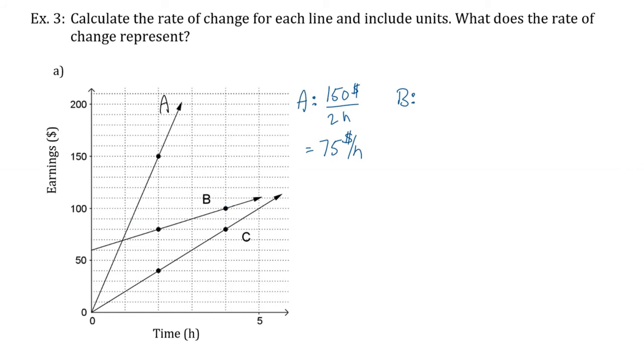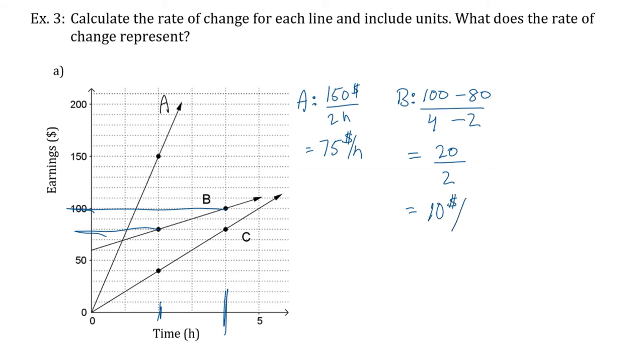But the other way I could do this is I could look at this one as 100. This one is 80. So I'm going to subtract 80 to find the change there. And this one is 4. And this one is 2. So 4 minus 2 to find the change there. 100 minus 80 is 20. 4 minus 2 is 2. That works out to 10 over 1, or even better, 20 divided by 2 is 10. And I'm going to add the units back in, dollars per hour.